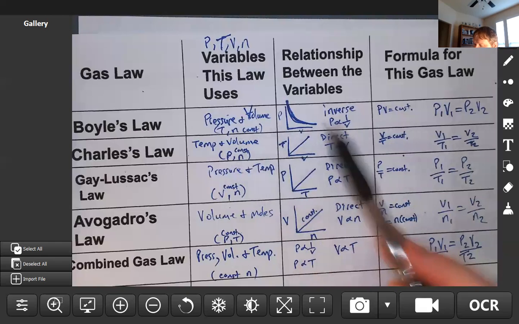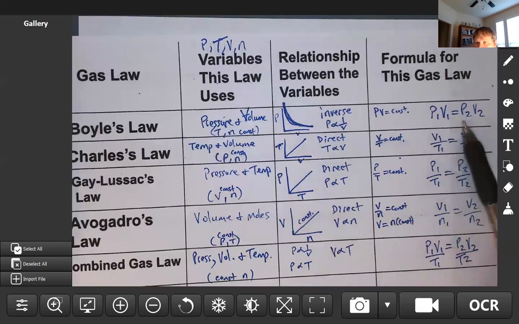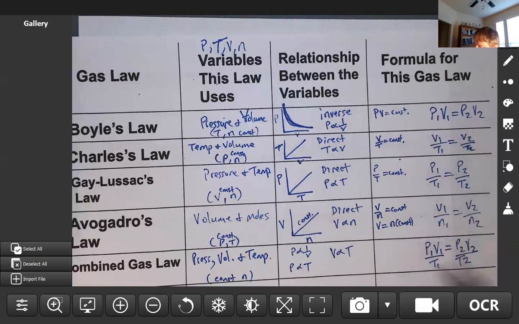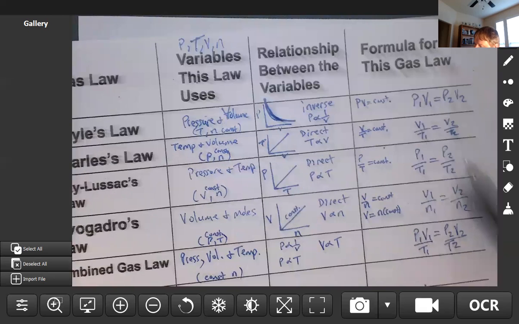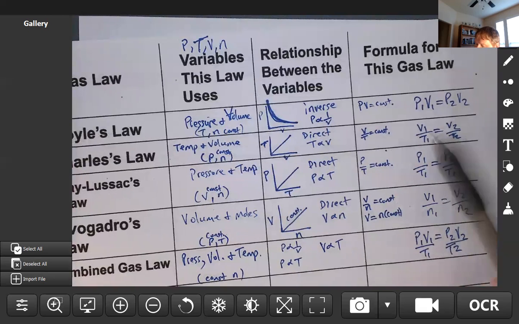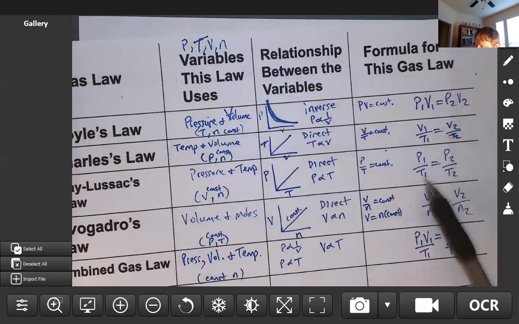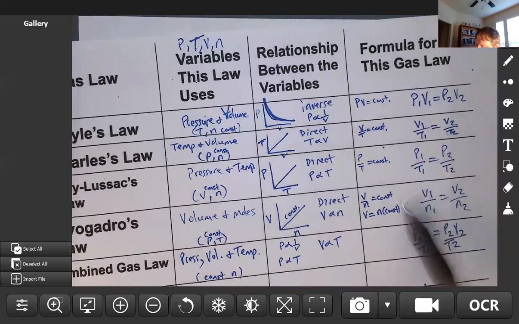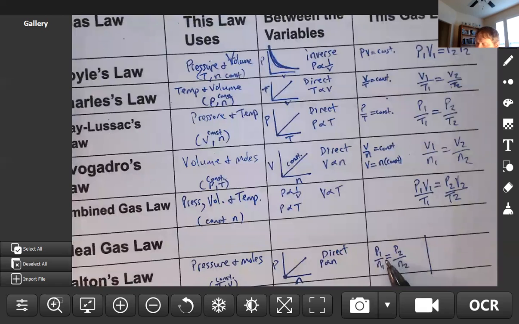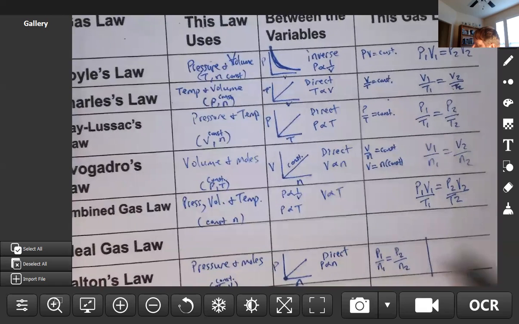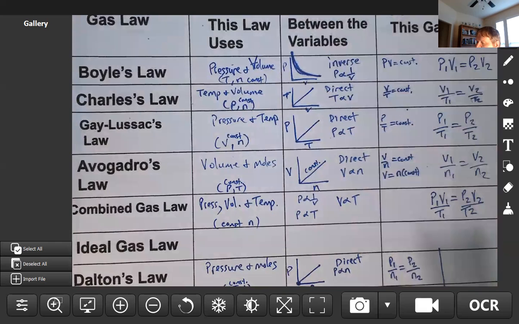The PV relationship is inverse. That's Boyle's law. And if we're dealing with those two, this is the equation we'll use. It looks unique. It's the only one that looks that way. Whereas all of the other ones are direct proportions. Charles is volume and temperature. Gay-Lussac is pressure and temperature. Avogadro is volume and moles. And Dalton is volume and moles for now, too. We won't have any combined just yet.